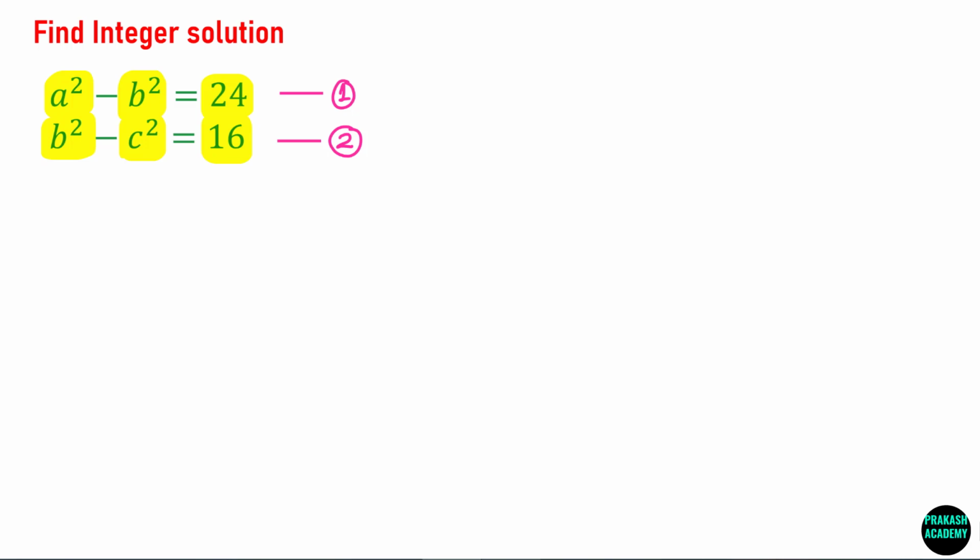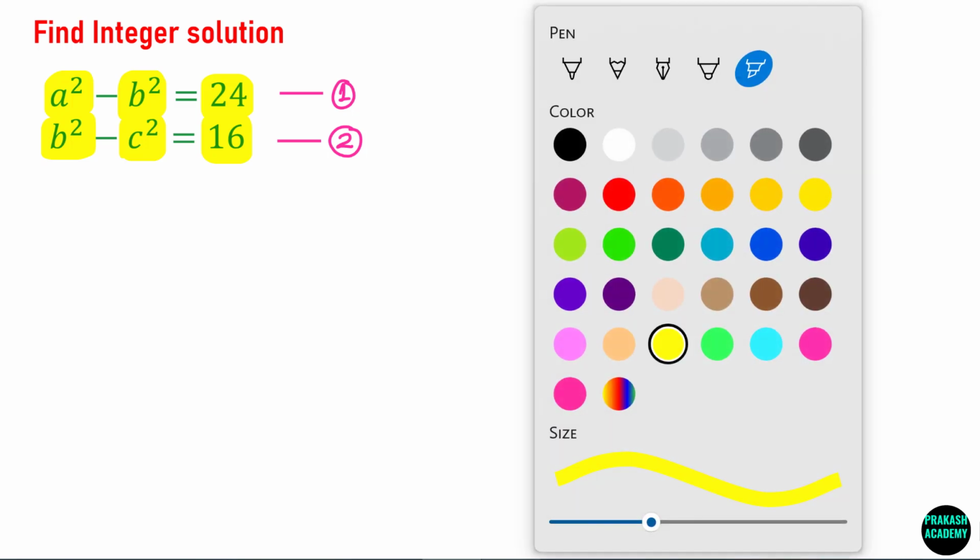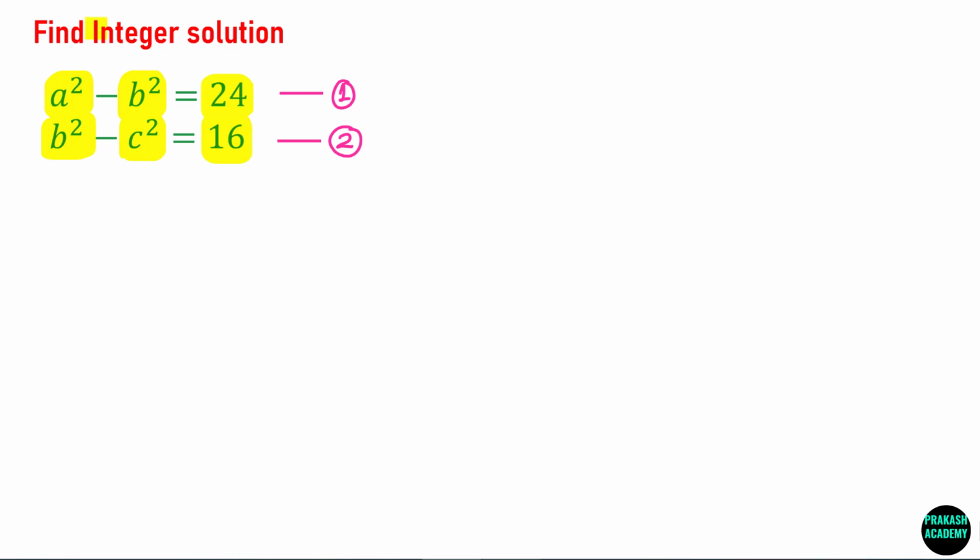You have three unknowns, that is a, b and c, but you have only two equations. How will you solve this? This can be solved only if I apply some constraint, and that is what is given in this problem. That is, these solutions are integer solutions. So we will use this fact while solving this problem.